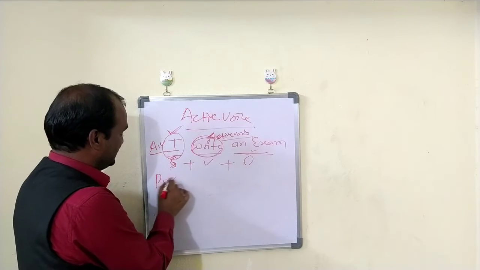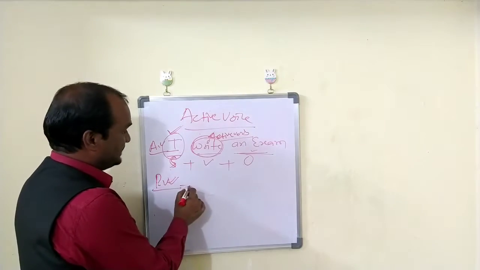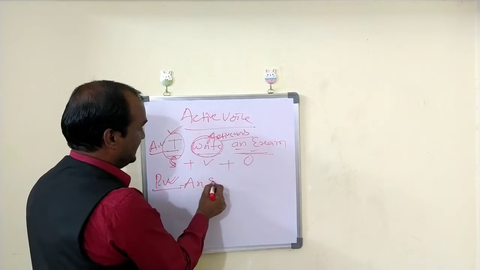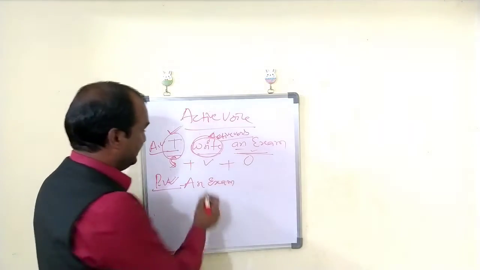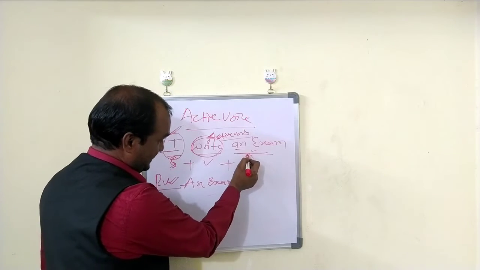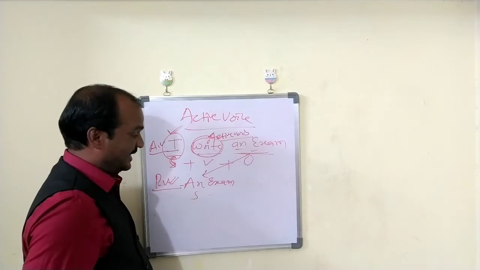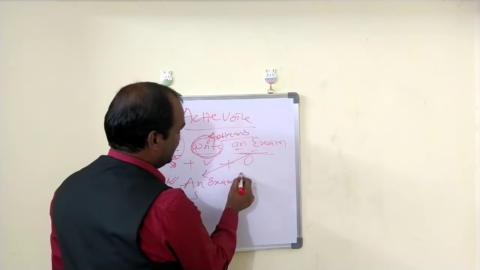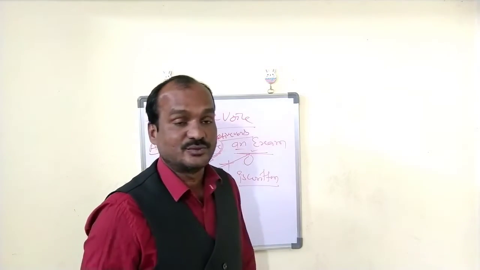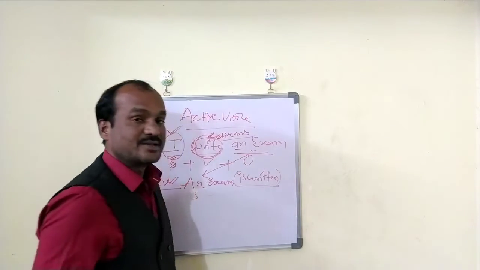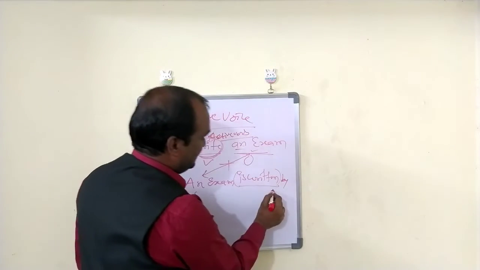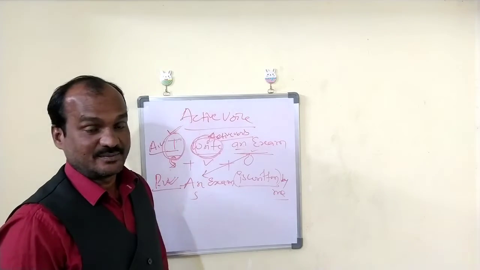And passive voice, you see what passive voice is. Change this sentence into passive voice. Here, an exam, this object becomes the subject over here, and this write becomes is written. So here is written is a passive verb. An exam is written by, and this I changes to me: an exam is written by me.